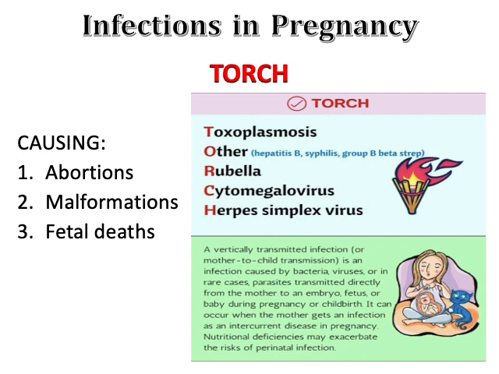TORCH infections involve toxoplasmosis, other infections such as hepatitis B, syphilis, group B beta strep, rubella, cytomegalovirus, or the herpes simplex virus. Majority of these are viruses, and the best way is to prevent them from being acquired during pregnancy. Why? Because it's usually a vertically transmitted infection. It causes serious complications to the fetus, which are possibly abortion, malformation, and fetal death.